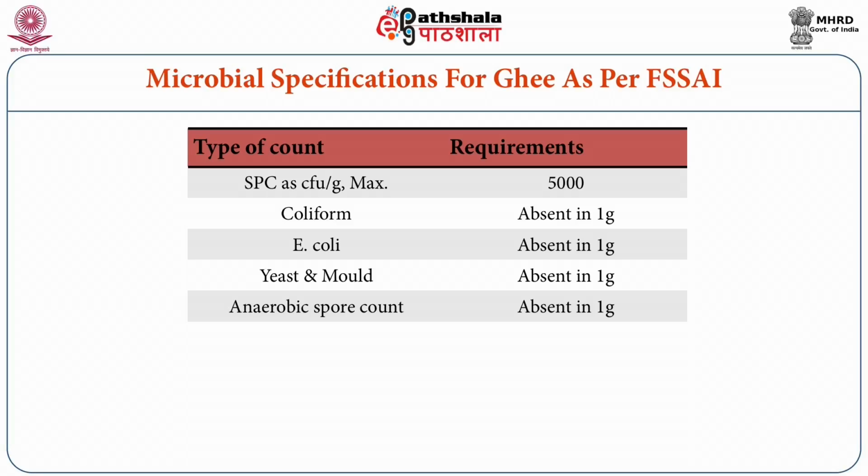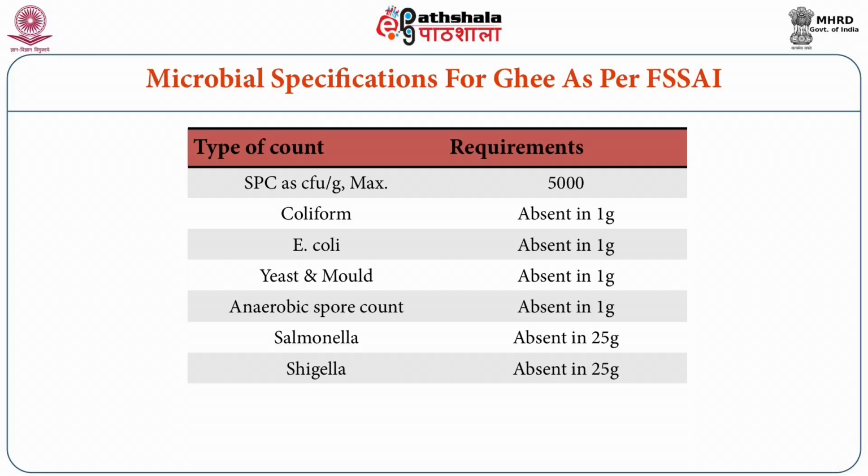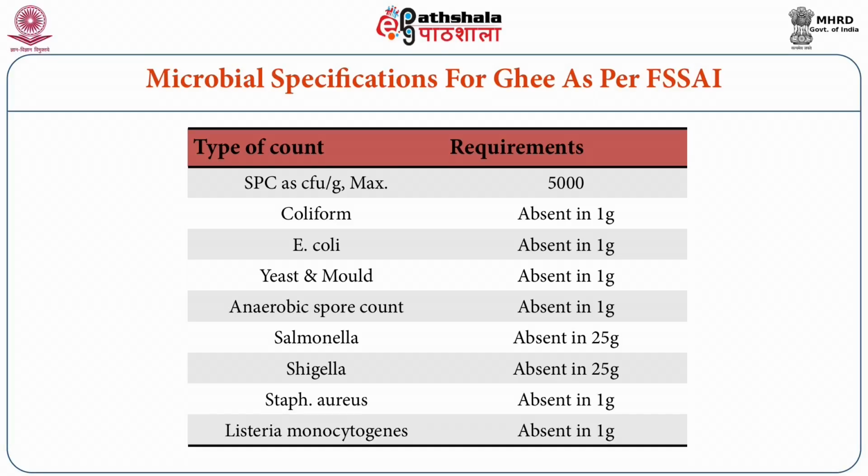Even whenever we are packaging ghee in, say, tin, maybe 1 kg tin or maybe 15 kg bulk tin, the amount of headspace is very less, and hence the amount of oxygen is low, and you have literally anaerobic conditions, and hence they have given the anaerobic spore count, which should again be absent in 1 gram. Salmonella and Shigella, both pathogenic bacteria, obviously have to be absent in 25 grams. The other two pathogens, namely Staphylococcus aureus and Listeria monocytogenes, both have to be absent in 1 gram.